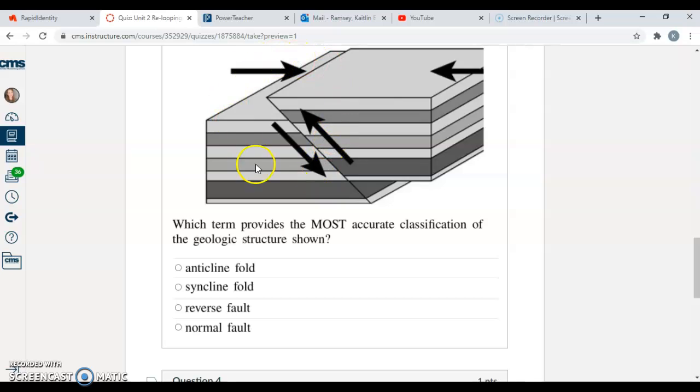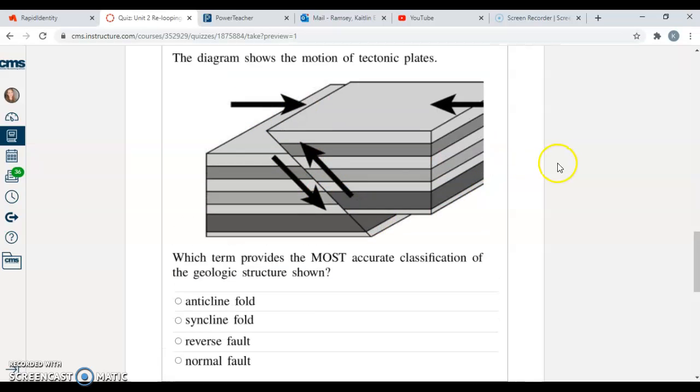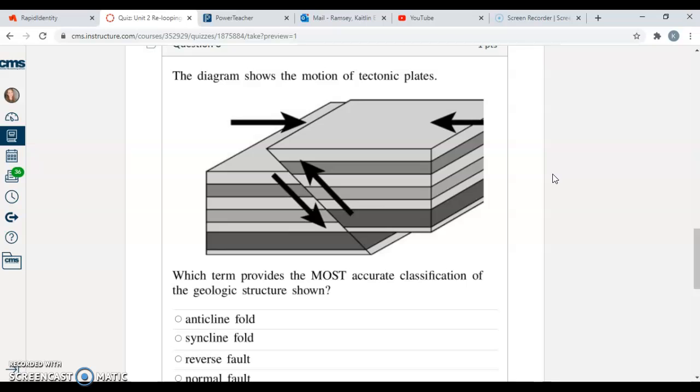And since we know it's a fault, we can go ahead and eliminate these two answer choices. So we know it's not a fold. We know it's a fault. It's a fault because it's broken. We're going to see the movement of these two plates past each other, and we're going to see earthquakes. Okay. Now we have to determine whether it is a reverse fault or if it's a normal fault.